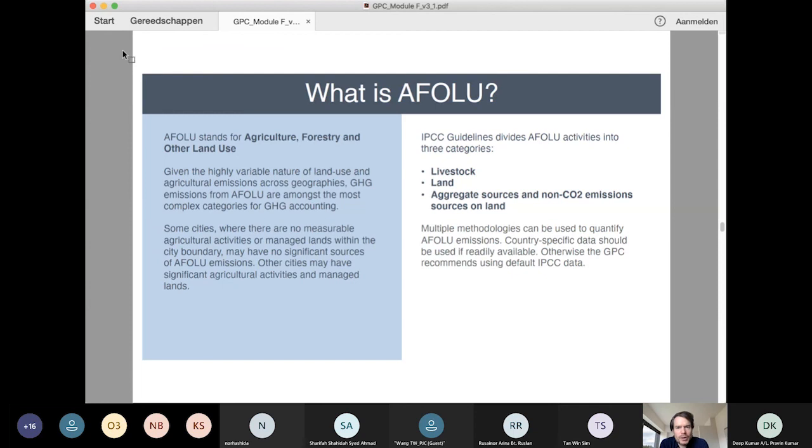AFOLU is broken down into 3 subcategories: livestock, land, and aggregate sources and non-CO2 emissions on land. So this is basically livestock, land, and another category.